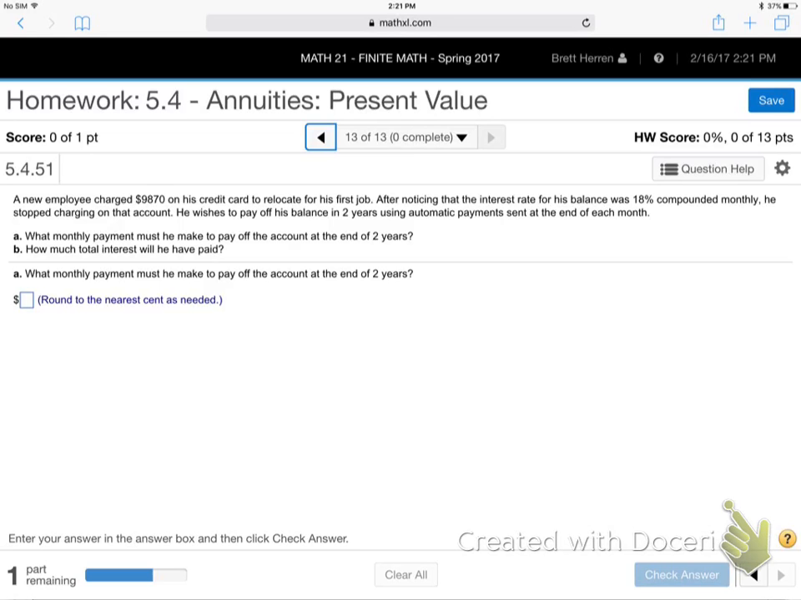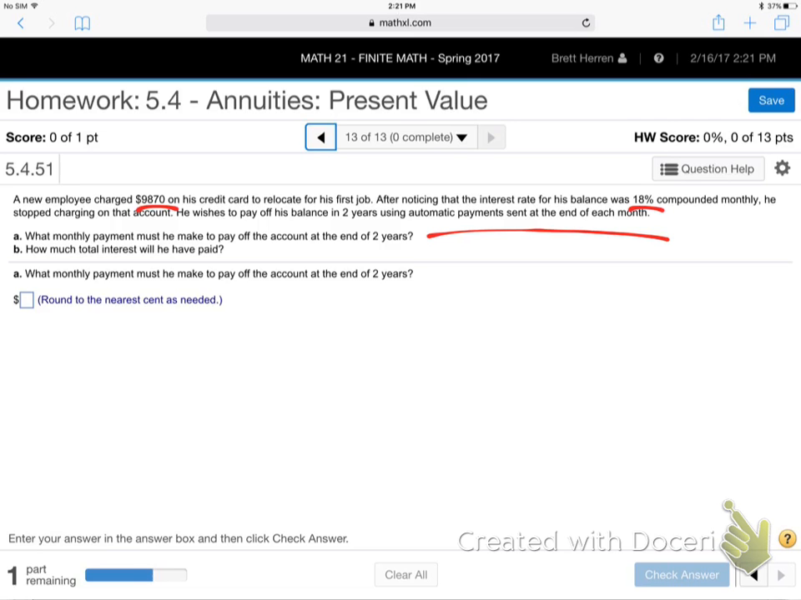All right. So, new employee charged $98.70 on his credit card to relocate for his first job. After noticing that the interest rate was 18% compounded monthly, that's pretty typical for credit cards. It's like armed robbery. He stopped charging on that account. He wishes to pay off his balance in 2 years using automatic payments. So what does his payment need to be, basically.